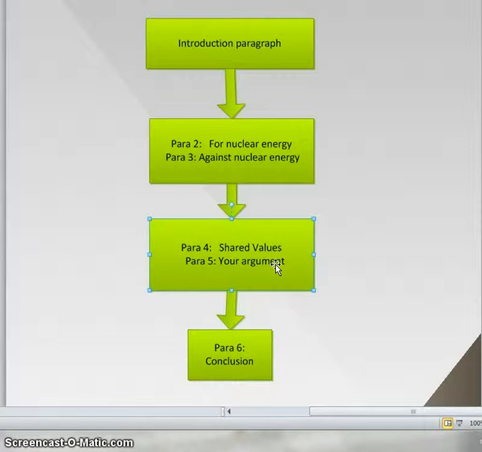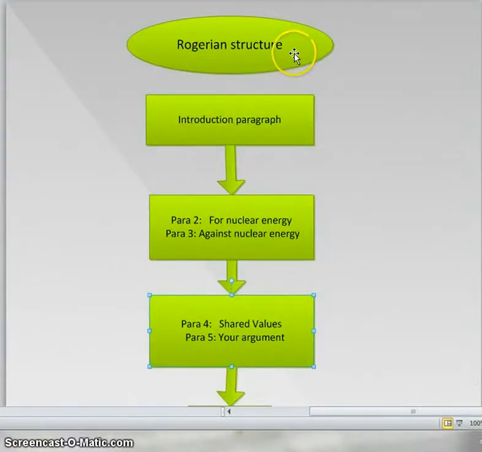And so the difference between the Rogerian structure and the Toulmin structure is that you are less confrontational. In a Rogerian structure, you concede to the other side, you honor the opposition by having shared values, and then you go into your argument. And therefore you don't sound confrontational and you sound more conciliatory.